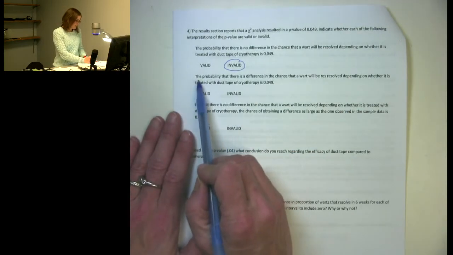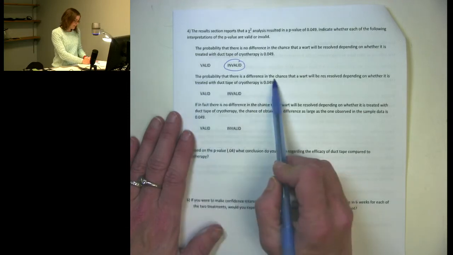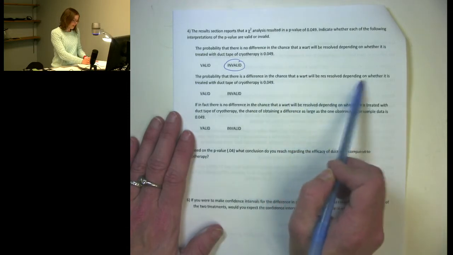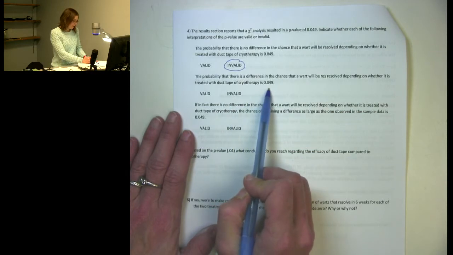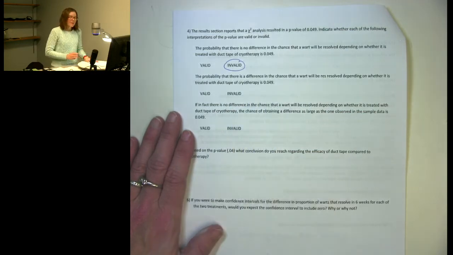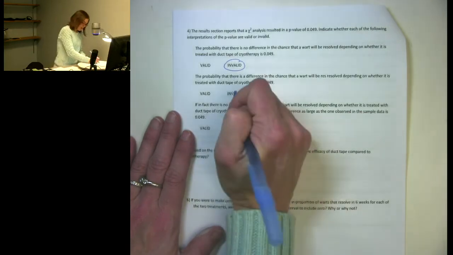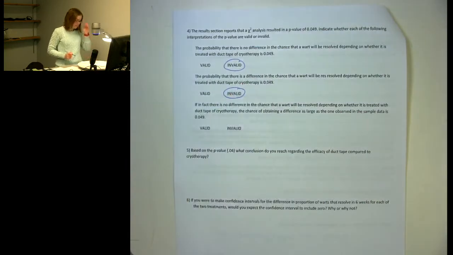The next one states that the probability of the difference in the chance that a wart will be resolved, depending on whether it is treated with duct tape or cryotherapy, is 0.049. Again, this is not a correct interpretation. This doesn't make any reference to our sample data whatsoever, and it also does not make any reference to the null hypothesis. So it's not a correct interpretation of the p-value.